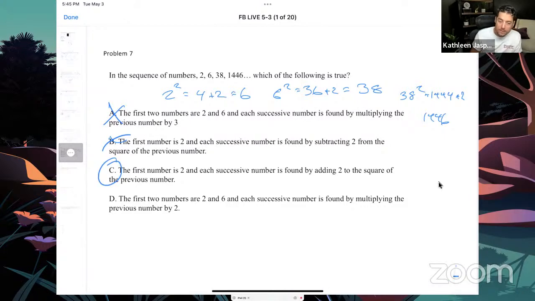If I look at D, the first two numbers are 2 and 6, and each successive number is found by multiplying the previous number by 2. Well, that doesn't work because 2 times 2 is 4, and 6 times 2 is, no go. So that's out, and C is the correct answer there.